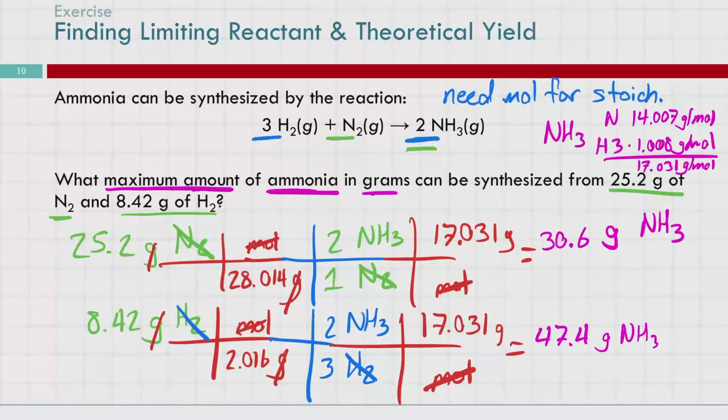Okay, what is the maximum amount? What's the largest amount of ammonia that we can make in grams? It is 30.6. This is our theoretical yield. Our limiting reactant, if we were asked, would be N2. The reason this is the maximum amount that we can make is because we run out of the N2 once we get to 30.6 grams made. So we don't have enough N2 to get to this 47 grams of ammonia.